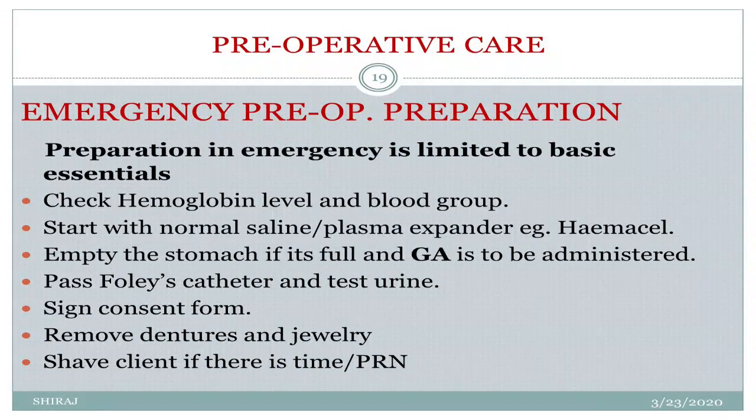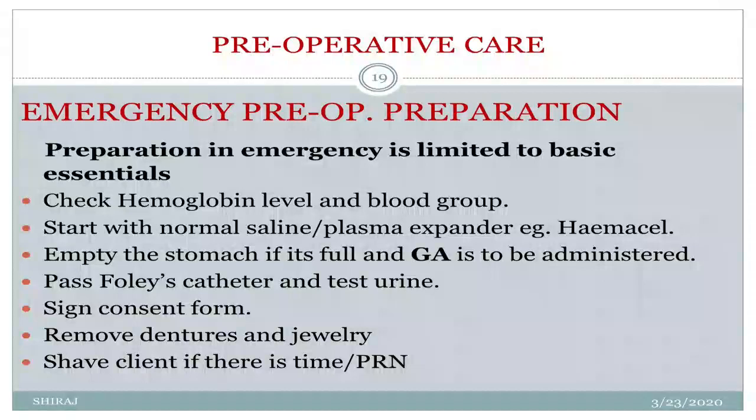Emergency pre-op. If it has to do with emergency cases and urgent surgery, we have to do it because the patient's life is at risk. So we check the hemoglobin level and blood group compatibility to see if you are supposed to give blood, then we give. Start with normal saline, plasma expander, for example hemocell, so that you can get enough blood.